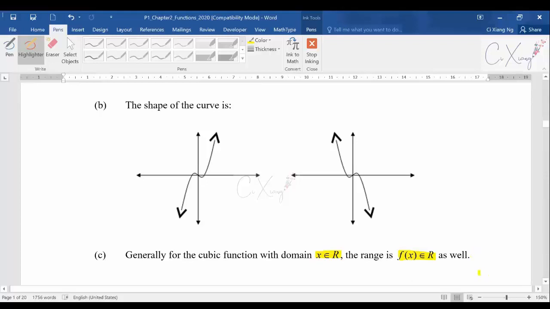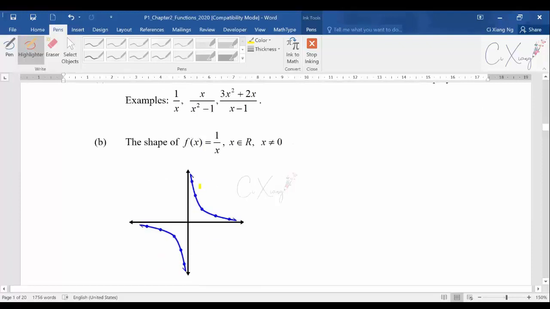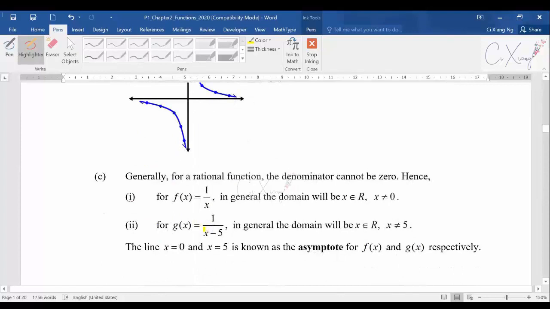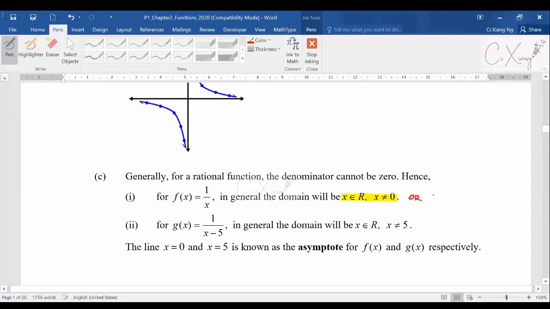All right, then next one, we go for the rational function. For the rational function, we learn the one only. The basic one will be 1 over x. The graph will look something like this, and we discussed it in the previous video already, and also how to draw the transformation of the graph here. Like this one, they write the domain: x can be any real number, but x cannot be 0. The way that we write it out is x can be any real number except 0. Both are accepted.